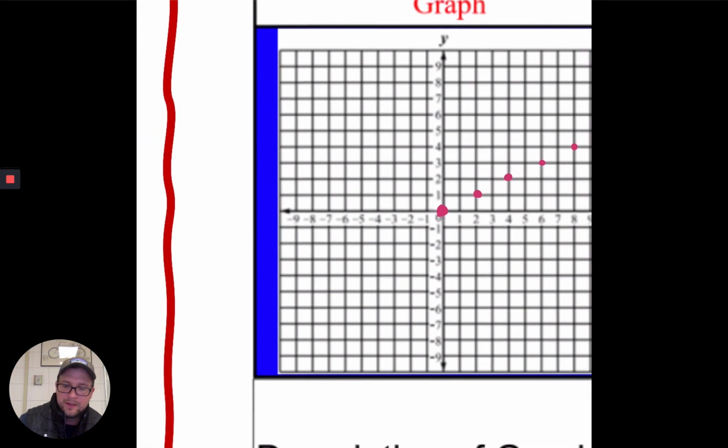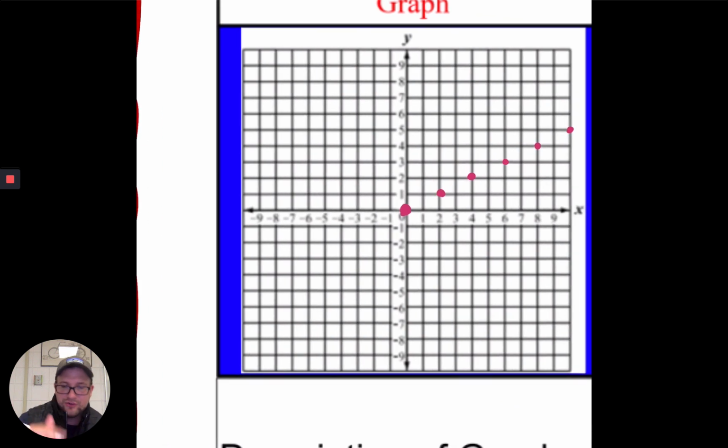Great job. Over here, the opposite of going up 1 and to the right 2 would be to go down 1 and left 2, right? So I'm just following that same pattern, but in reverse now. I want to connect it with a nice straight line. Wow. We are doing great, guys.